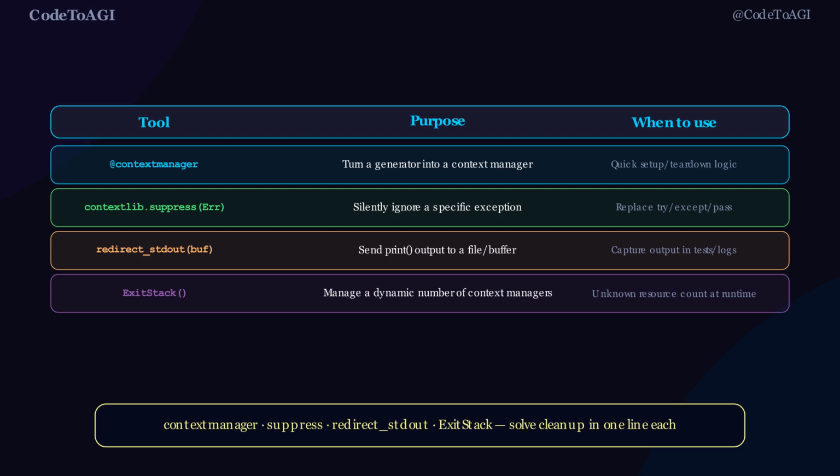Third, contextlib.redirect_stdout temporarily sends print output to a file or string buffer, perfect for capturing output in tests. Fourth, contextlib.ExitStack dynamically manages any number of context managers, all guaranteed to close in reverse order, even when you don't know how many you'll need until runtime. These 4 tools cover almost every cleanup pattern you'll ever write.